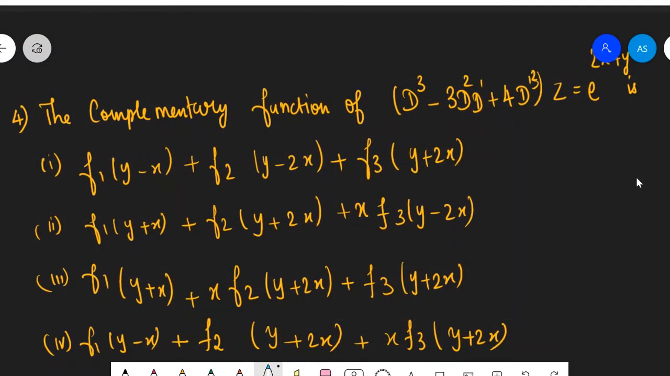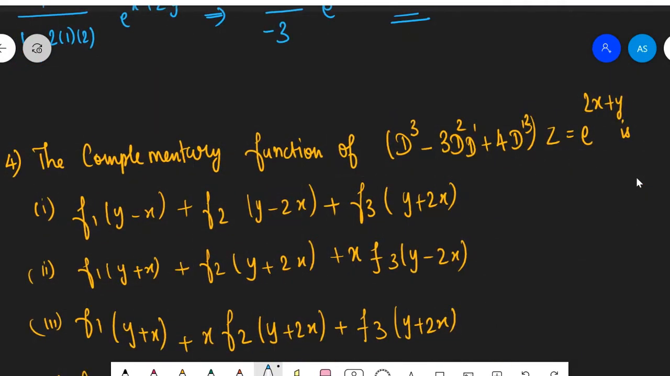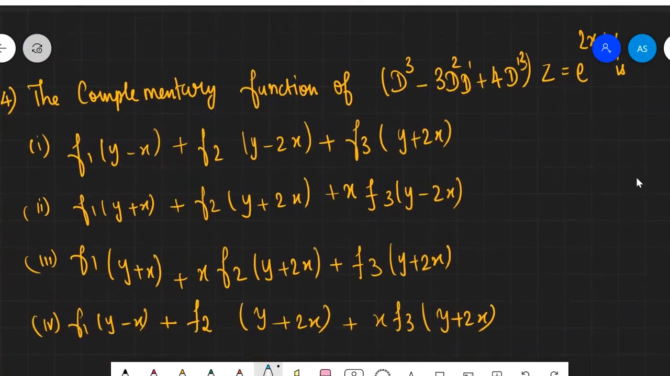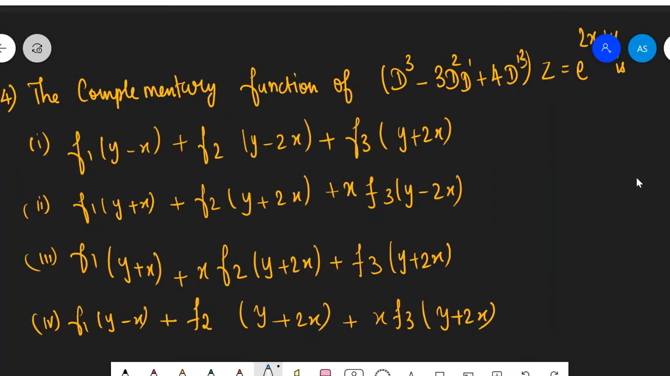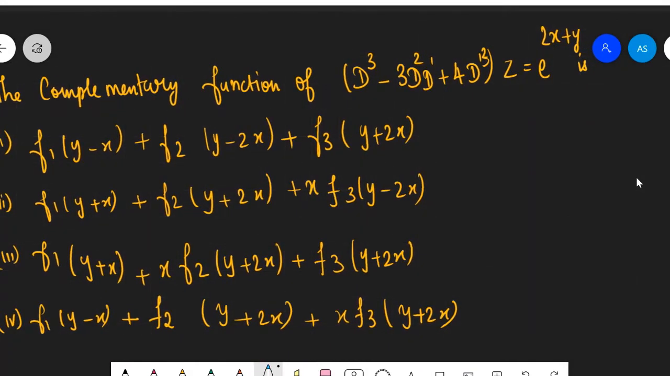Next, we are going to find the complementary function for the given cubic equation. So d cube minus 3d square d dash plus 4d dash cube into z. So we have to find the complementary function, which is the left hand side solution for the given PDE.